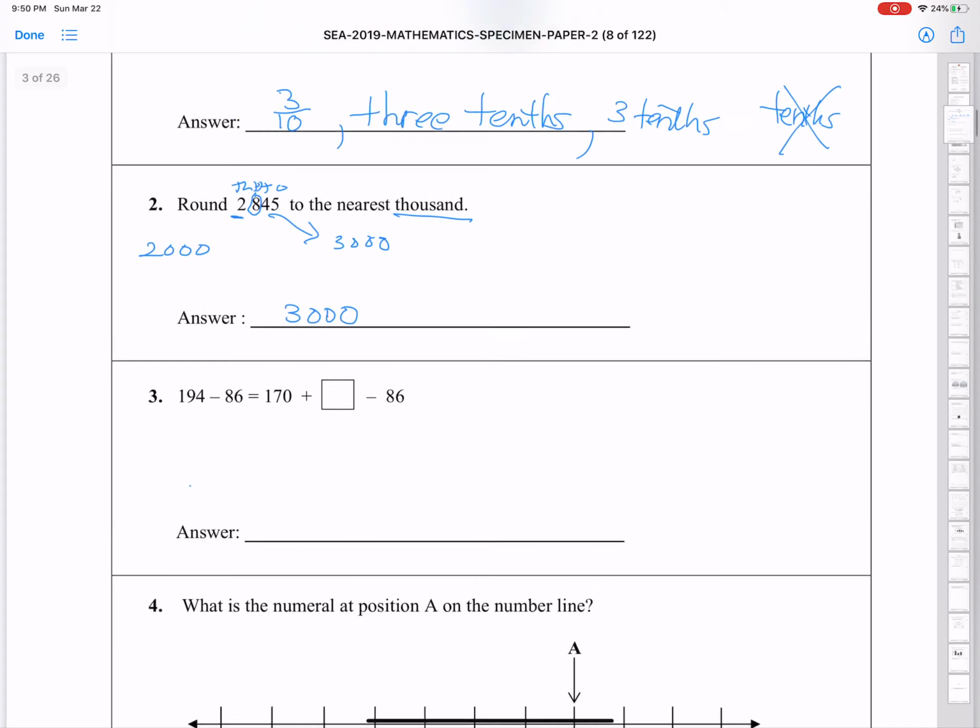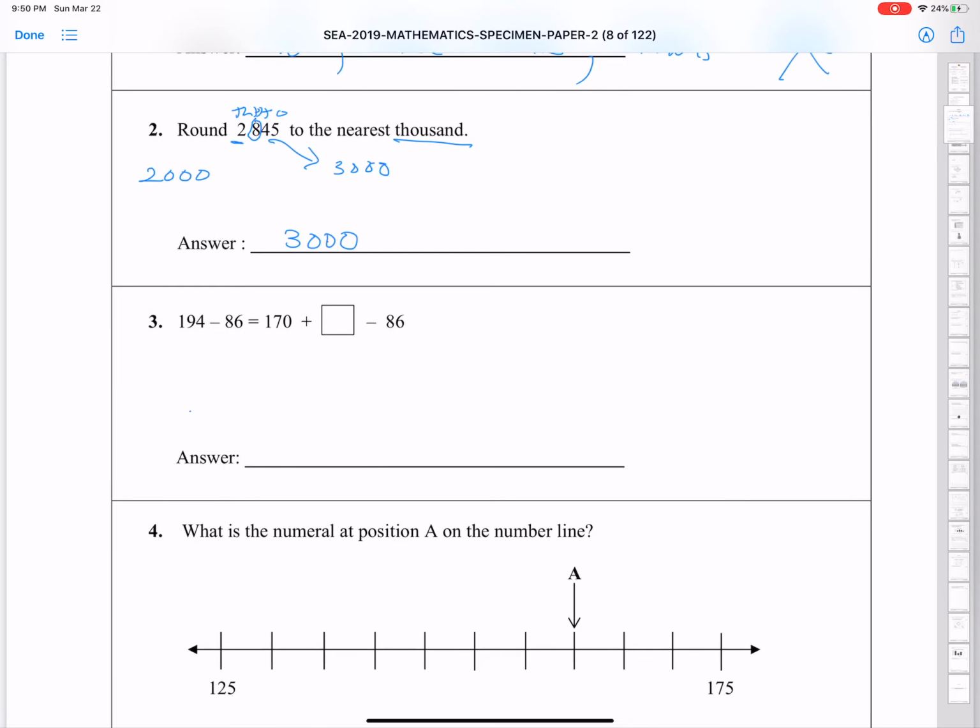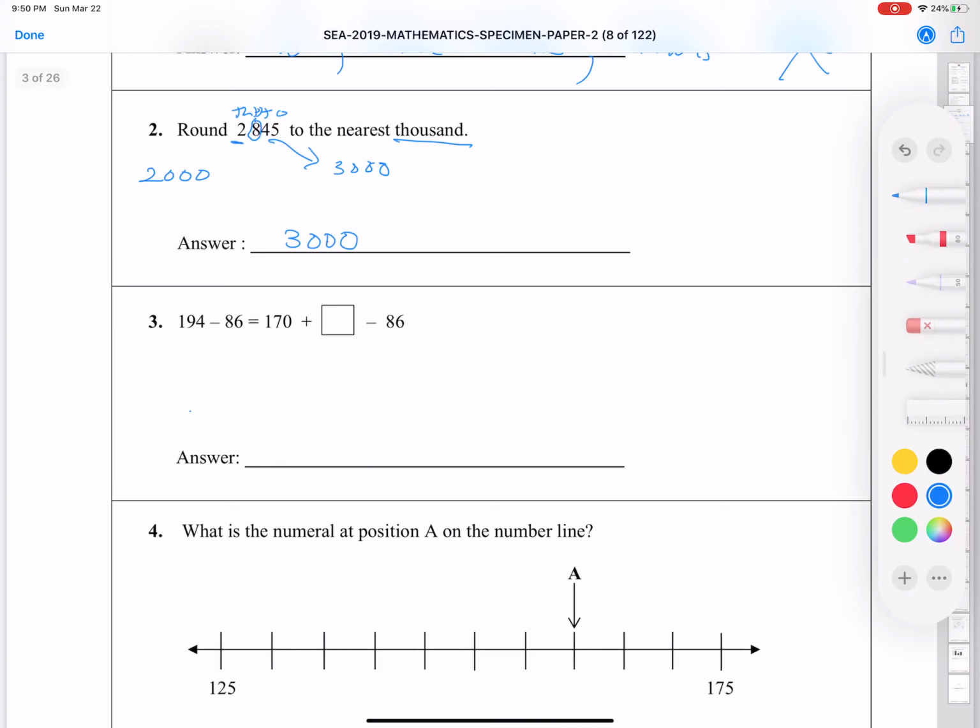Number 3. We have 194 take away 86 equals 170 plus something minus 86. Many times you look at a question and it might look a little complicated if you decide not to analyze it. So let's analyze it. This is an equation. It has an equal sign, so that means something is equal to something. 194 take away 86 is equal to 170 plus something take away 86. So you are supposed to get the same answer on both sides of the equal sign when you work them out. Nothing is missing on the left.